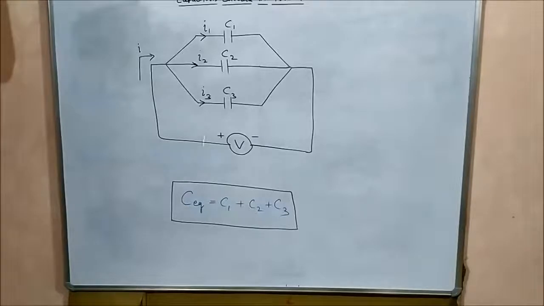So never get confused that when the capacitors are connected in parallel, the equivalent capacitance will be 1 by C equivalent is equal to 1 by C1 plus 1 by C2 plus 1 by C3. That is for series combination of capacitors. So that can sometimes cause a mistake. So please be careful about that. Now we are going to derive the mathematical expression of this equivalent capacitance. How we got this expression? So let's see.